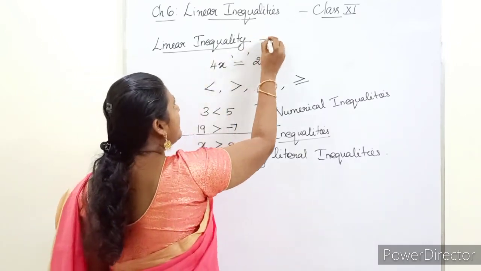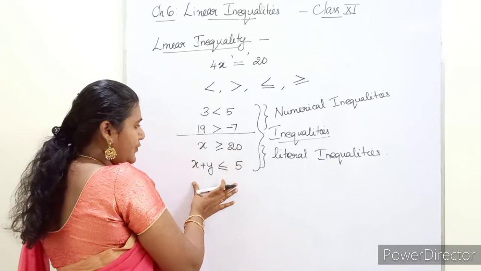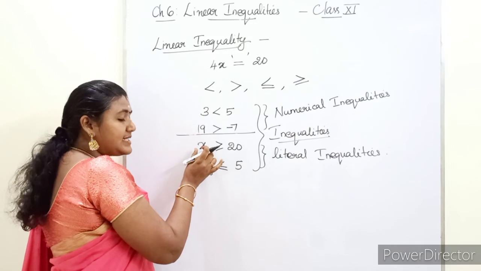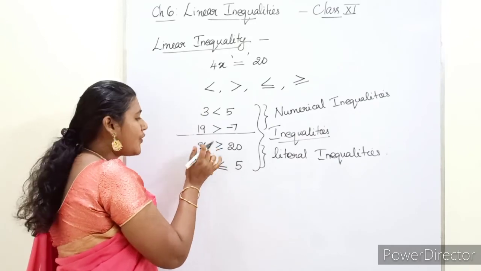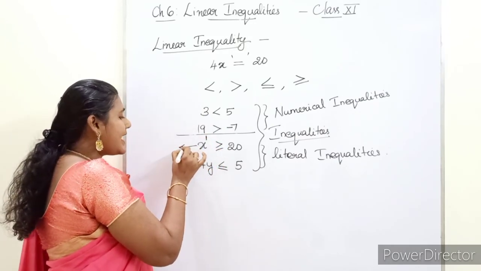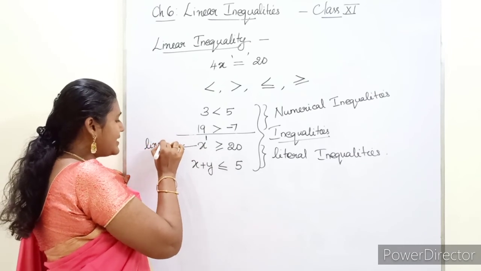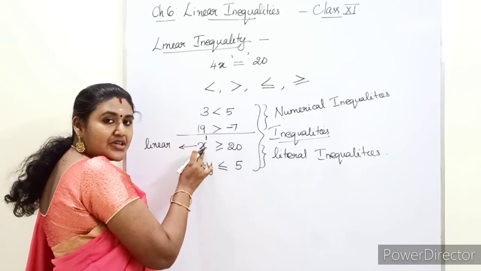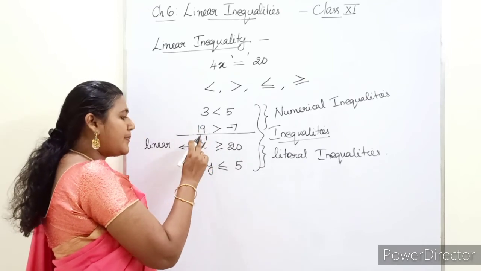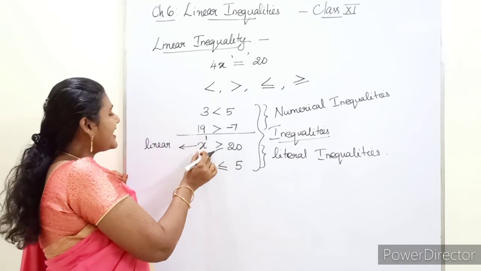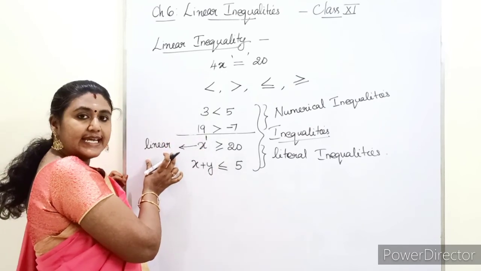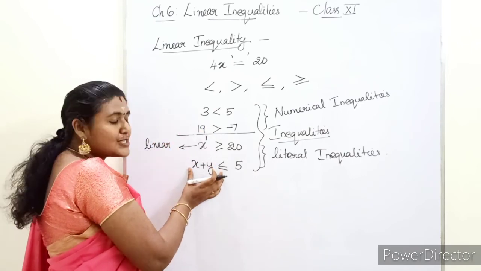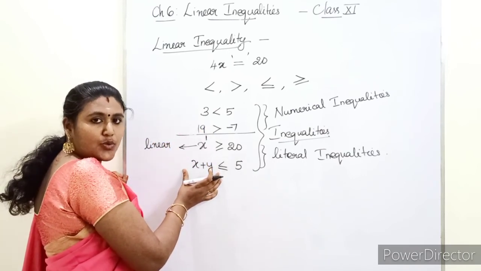So here, if you consider these two examples, the variable involved is x. So what is the power of x here? 1. So this is an example of a linear inequality. In a literal inequality, if the degree or the power of the variable is 1, we can call that inequality a linear inequality. Clear? This is also an example of a linear inequality.